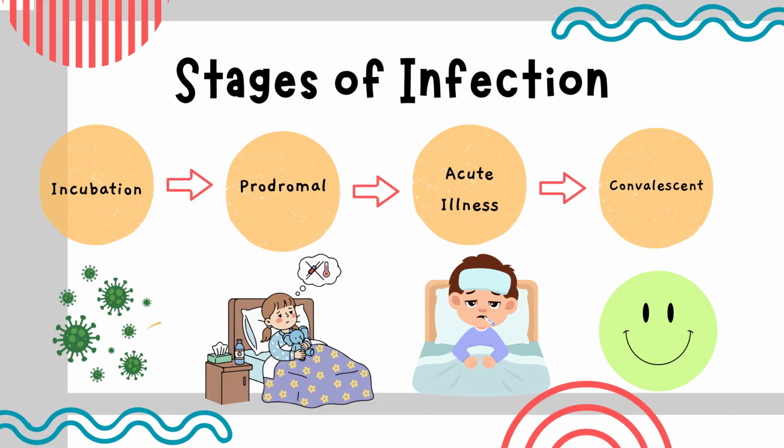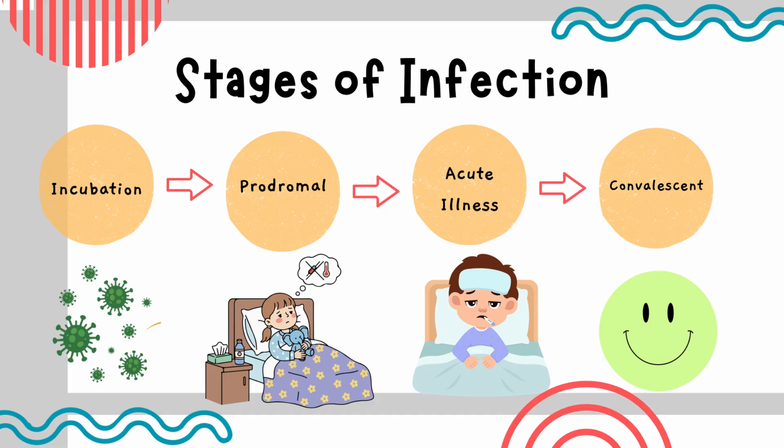So then you have your stages of infection. This is when a pathogen enters the body and infection progresses through these four fairly predictable stages. As nurses, it's important for us to be able to recognize early symptoms and prevent further spread.